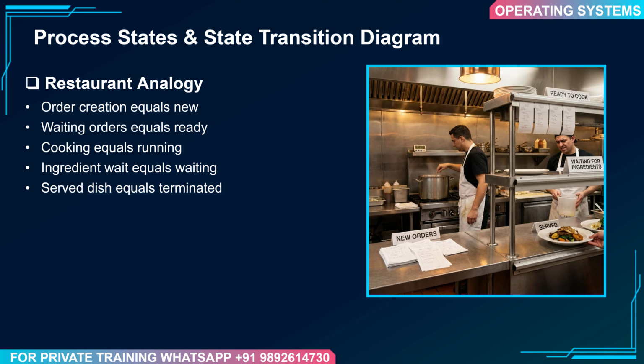To make this more relatable, think of a restaurant kitchen. Orders come in and are written down. That is like the new state. The orders waiting to be cooked are in the ready state. An order currently being cooked is in the running state. If the chef has to wait for ingredients, the order goes into the waiting state. Once the ingredients arrive, it goes back to ready. When the dish is served, the order is terminated. This simple analogy closely matches how process states work in an operating system.